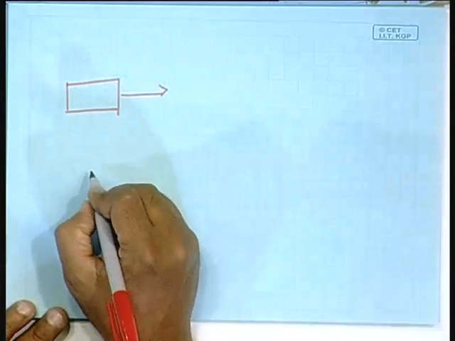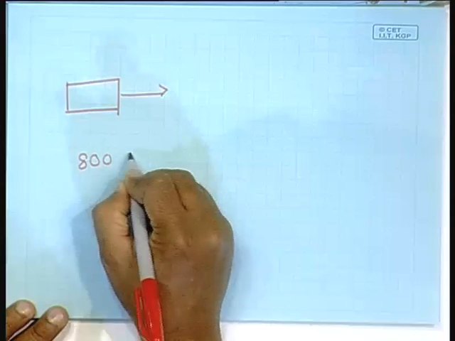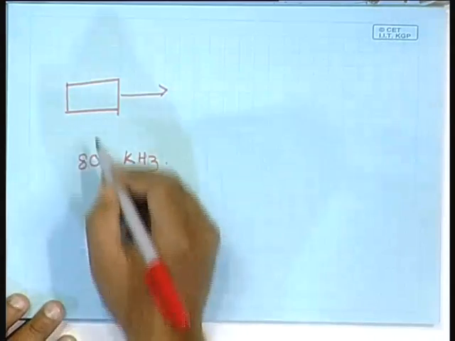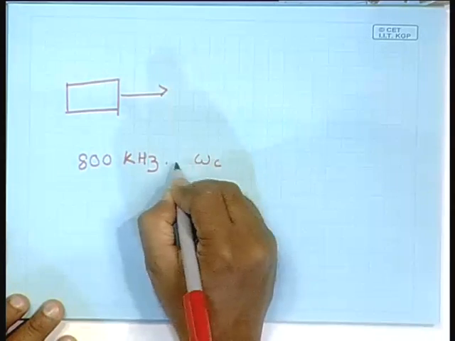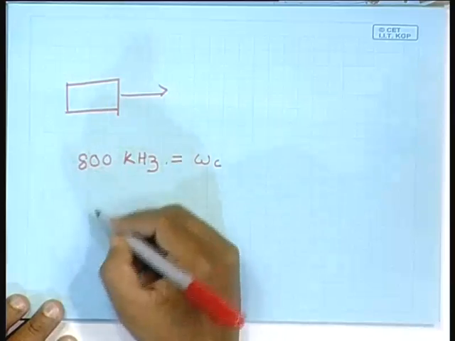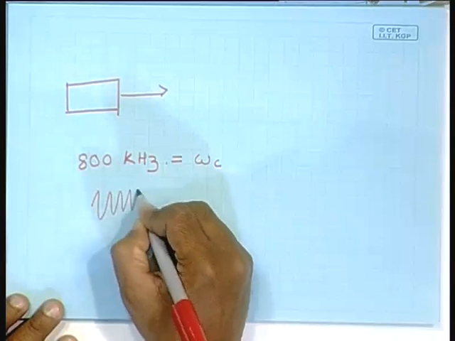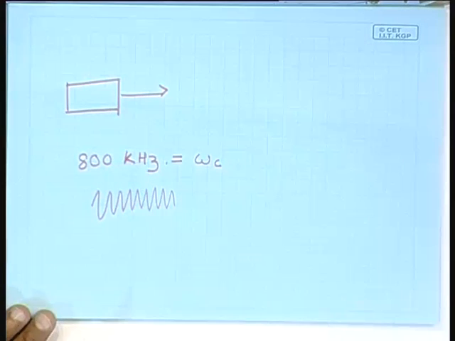So, let us consider a situation where the carrier wave is at 800 kilohertz frequency. The signal generator over here, this is going to be referred to as omega c, produces a wave at 800 kilohertz, a sinusoidal wave like this. This itself has no information.